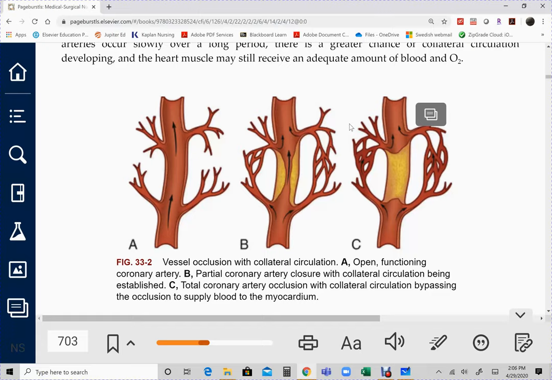Because patients with COPD have chronic hypoxia, they have chronic hypercarbia. The kidneys sense that, and will therefore release erythropoietin in order to increase red blood cell production. So that's another example of compensation.